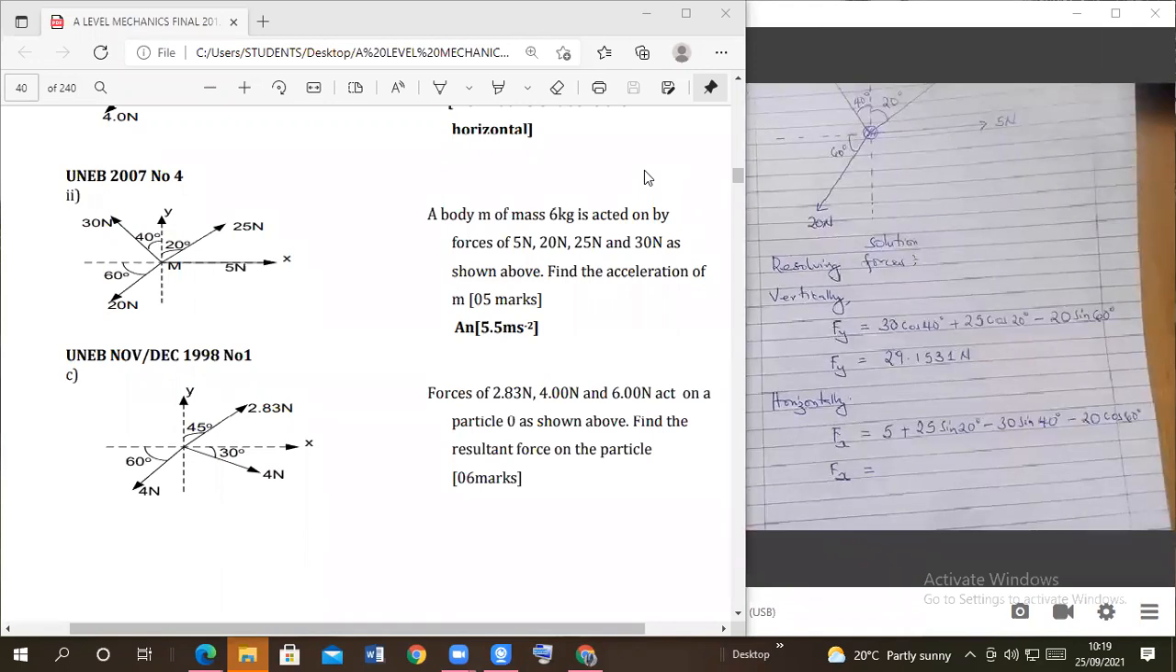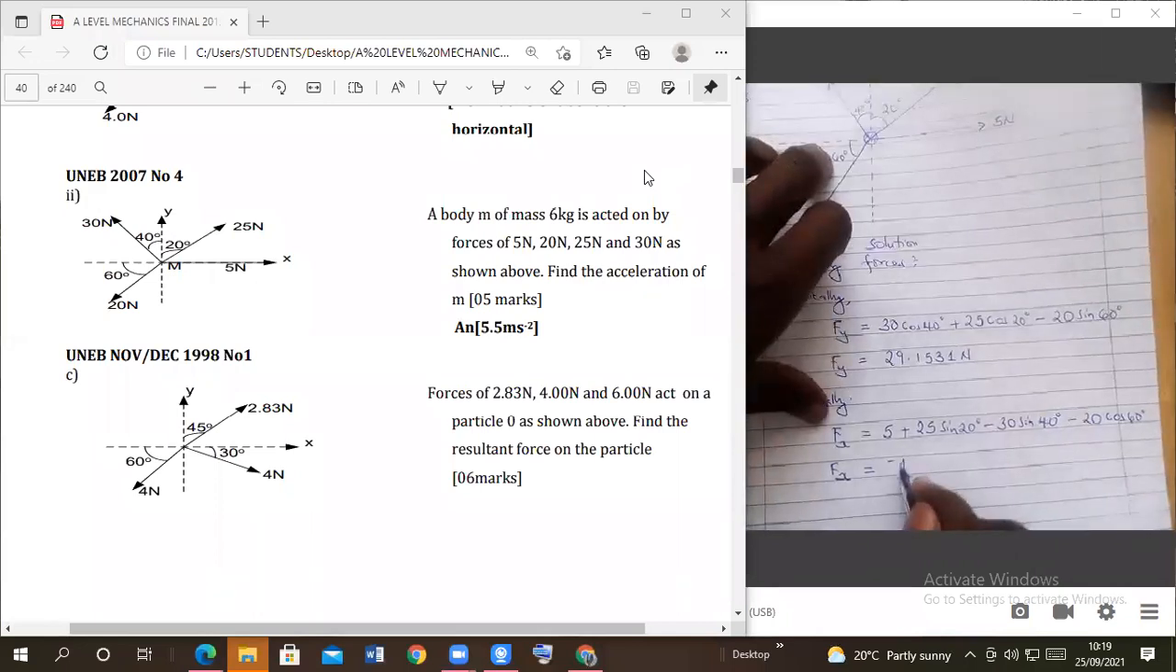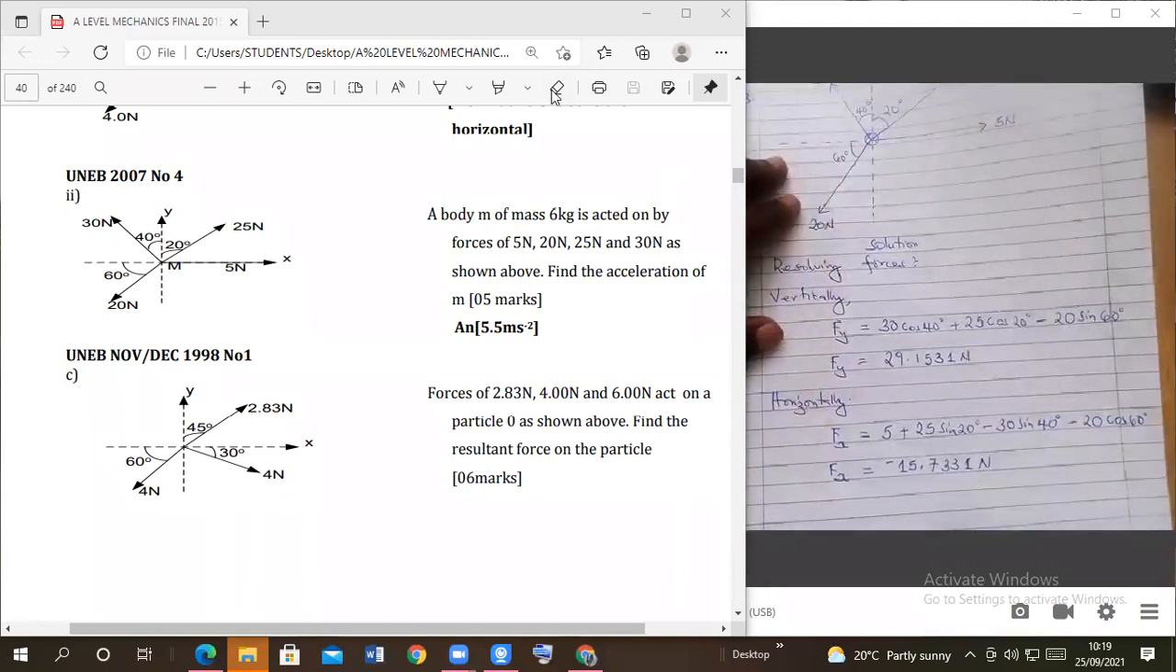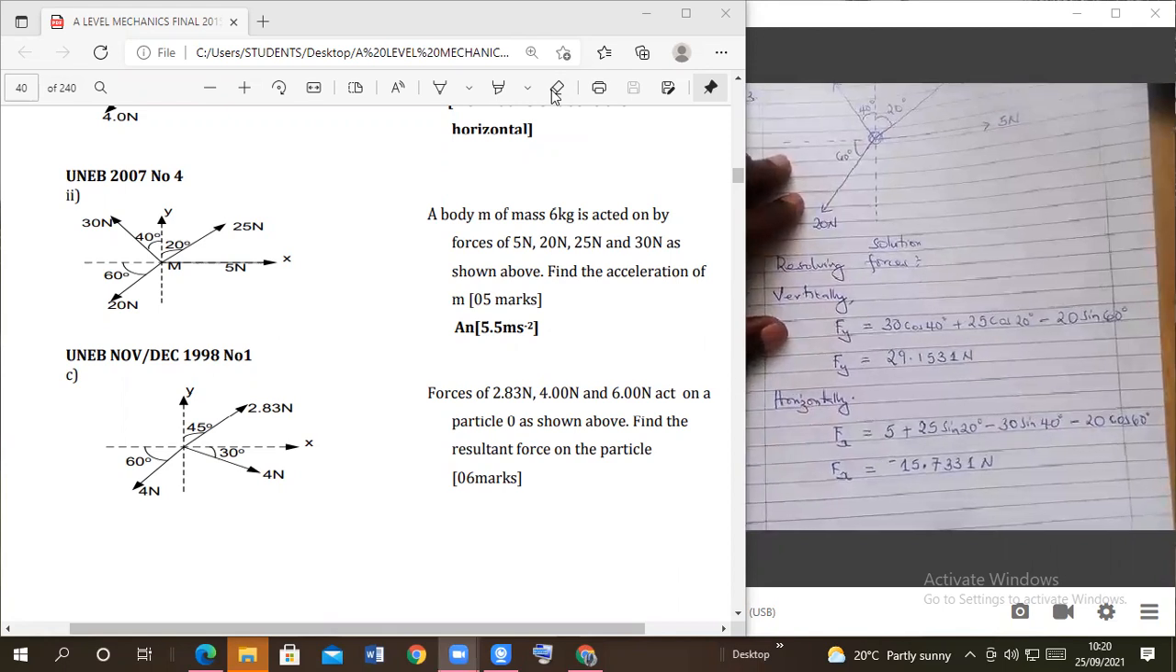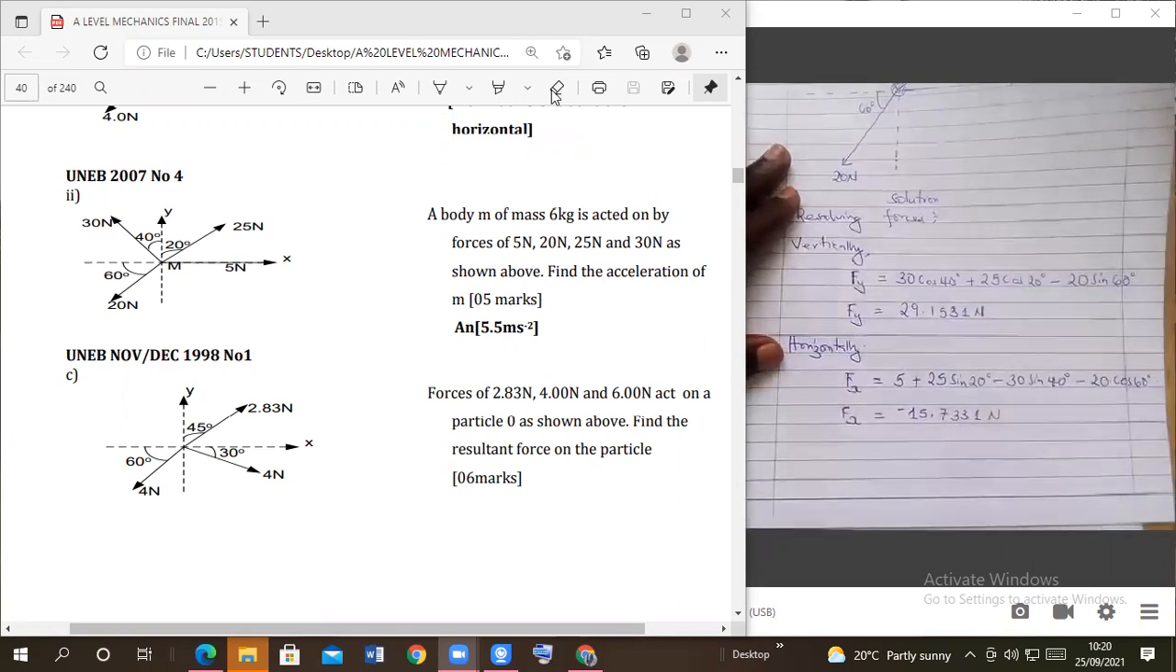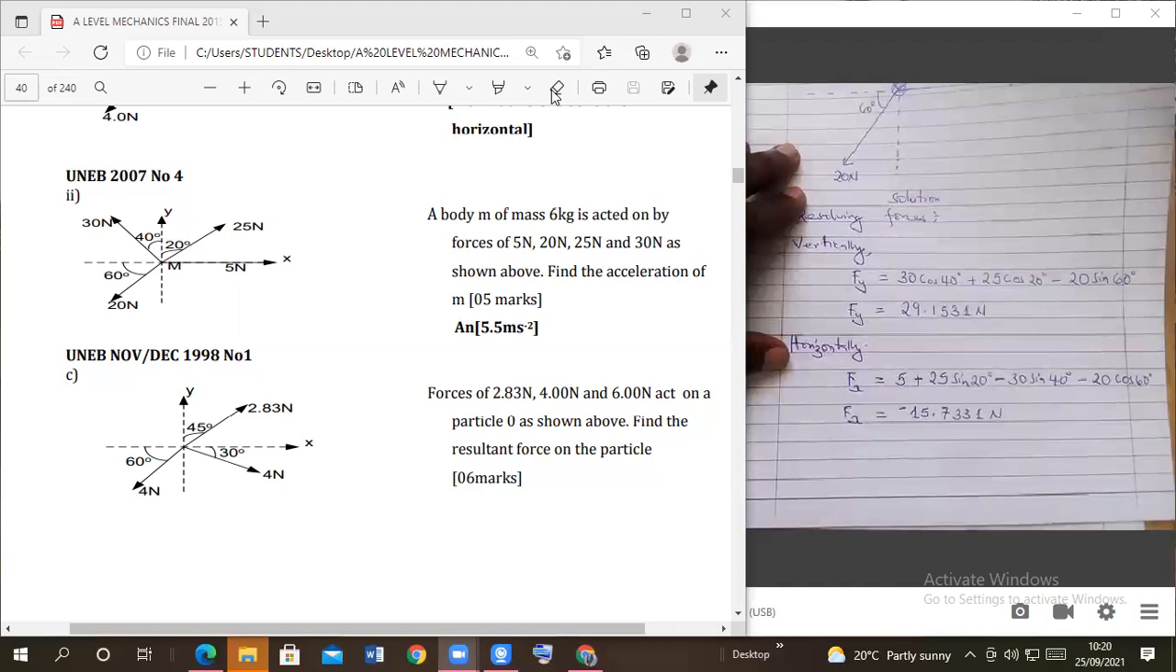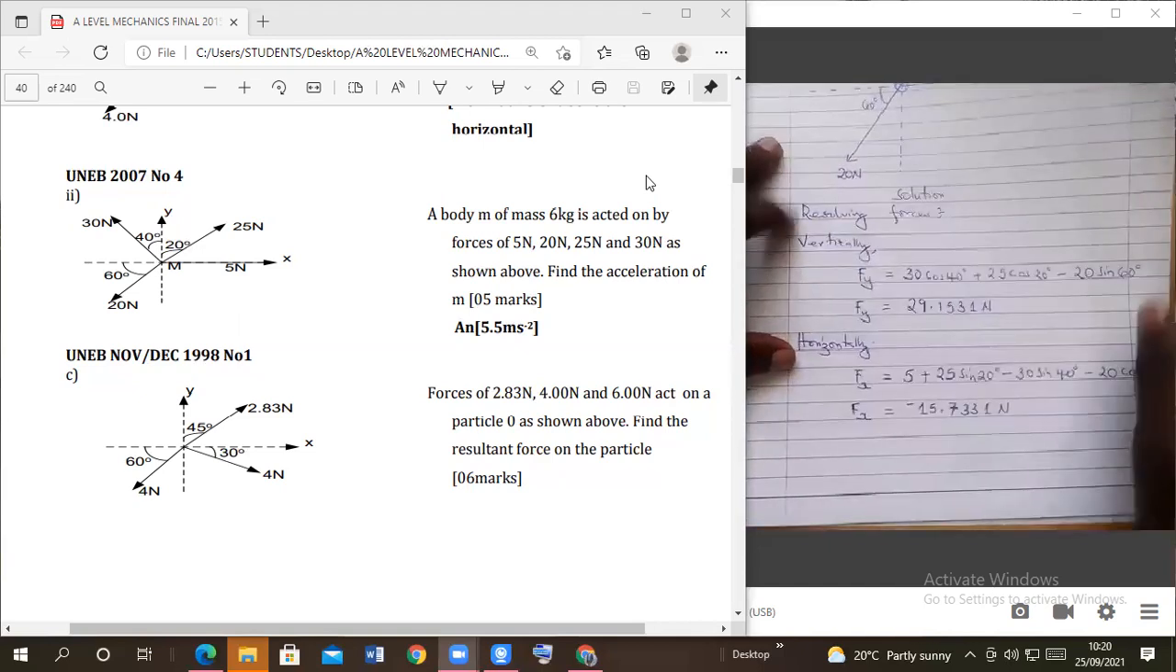Members, what have you got? Negative what? Negative 15.731 Newton. Sandra, is that what you have got? Yes. What about Nalubega? Is that what you have got? All right. So that is the components.